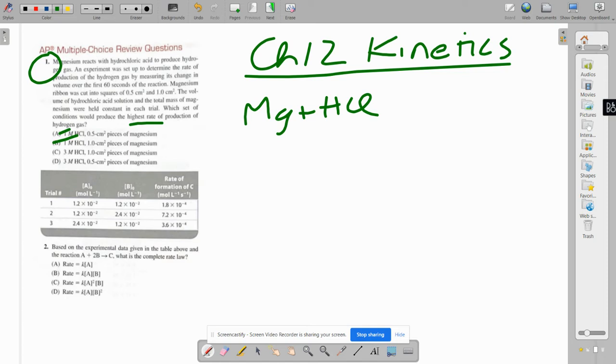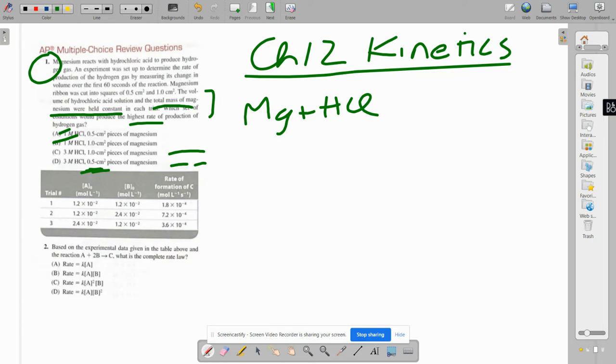But looking at letter C and D, now you also have the magnesium pieces. So you think to yourself, oh, 1 centimeter piece versus 0.5 centimeter piece. But be very careful because in the language here, this line is really important. It says the volume of hydrochloric acid and the total mass of magnesium were held constant. So if you have 1 centimeter pieces and 0.5 centimeter pieces, they're still going to add up to the same mass. So you would need more of the 0.5 centimeter pieces to add up to some common mass. What they're really saying is that we're talking about 1 piece of magnesium or like 2 pieces of magnesium.